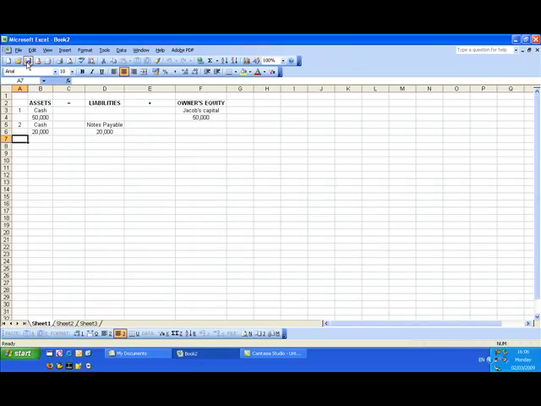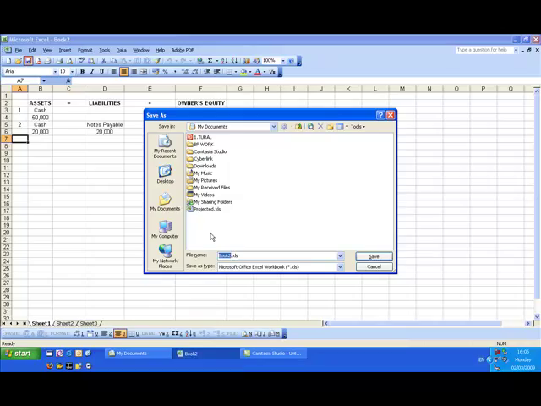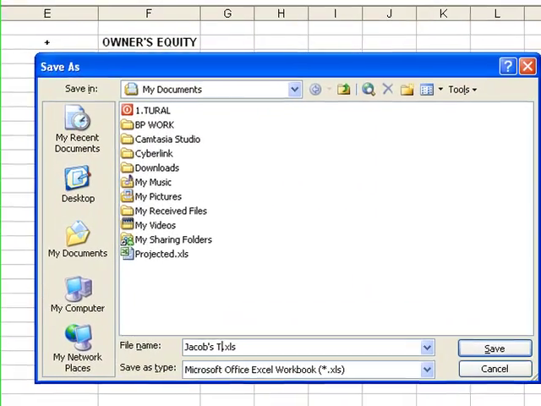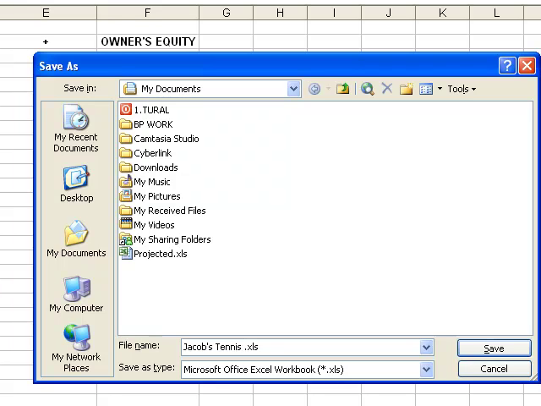So we save it as Jacobs Tennis and Golf Store.